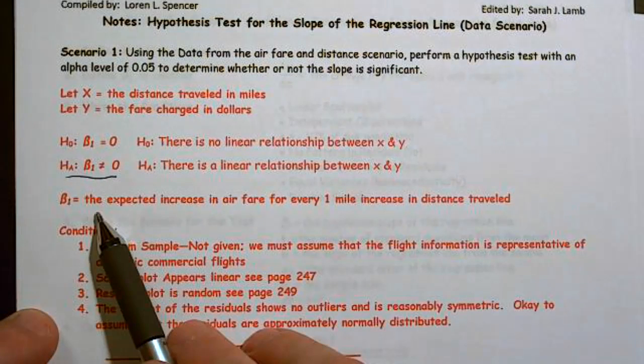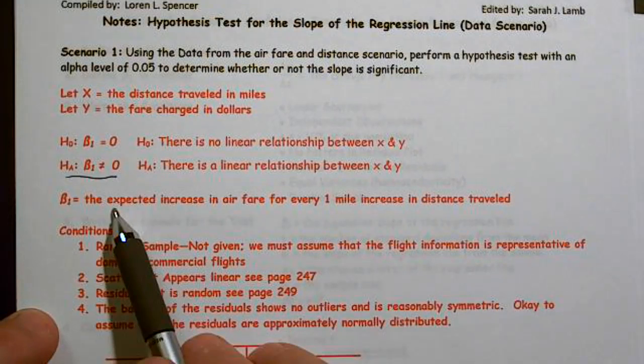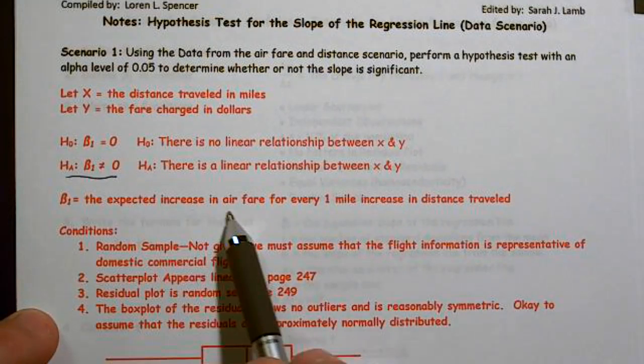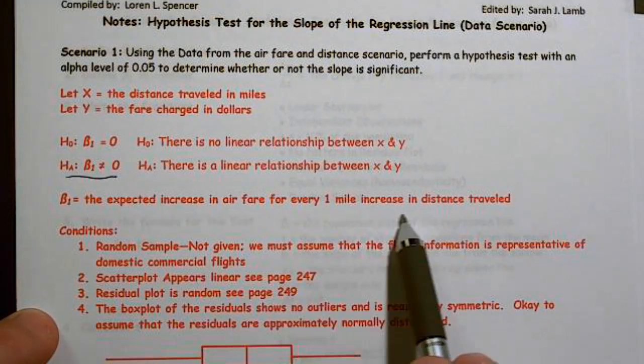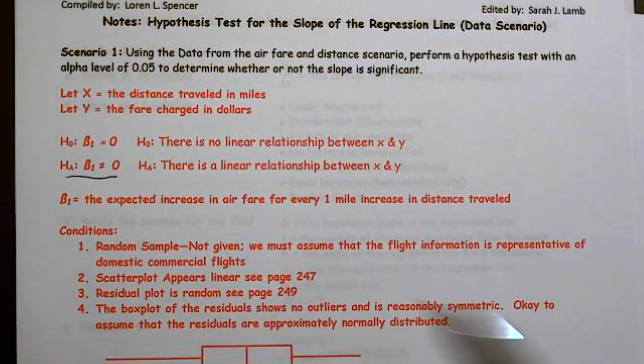All right, what is our slope? Because that was one of the next things, we had to define our slope in context. The expected increase in airfare for every 1 mile increase in distance traveled, or the change in airfare for every 1 mile change in distance traveled.